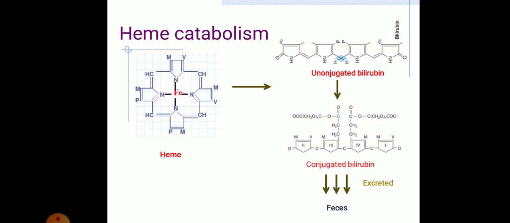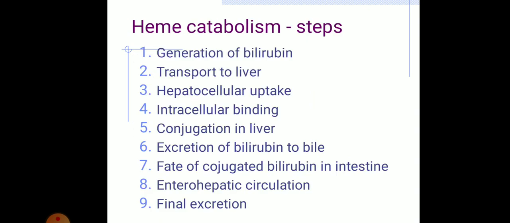Okay, these are the steps in detail. There are 9 steps for heme catabolism. First step is generation of bilirubin, how heme is converted to bilirubin. Then the second step is that this bilirubin is transported to the liver, and third step, after transport to the liver, it should be taken up by the liver cells. So the third step is hepatocellular uptake.